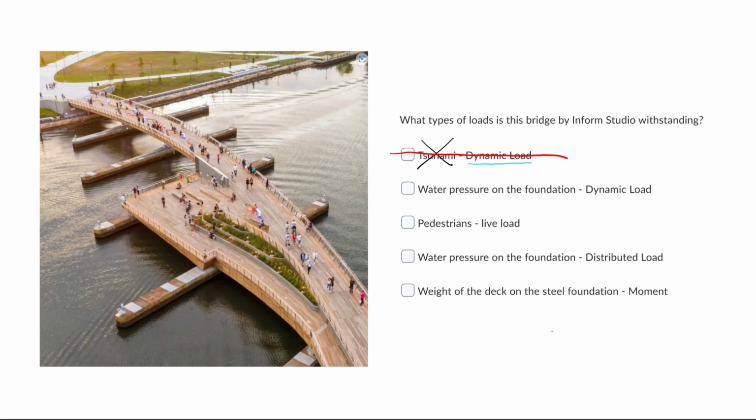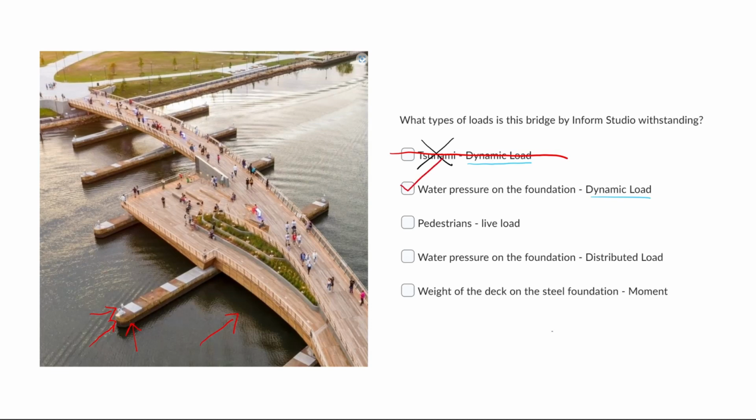So as the water is coming in, it's hitting these structural foundations and applying pressure forces onto them. What's important to note here, since we're considering dynamic loads, is that the water is moving. There's a current, there's wind, which means the loading will be constantly changing, which therefore means that this water pressure is a dynamic loading, making the second option true.